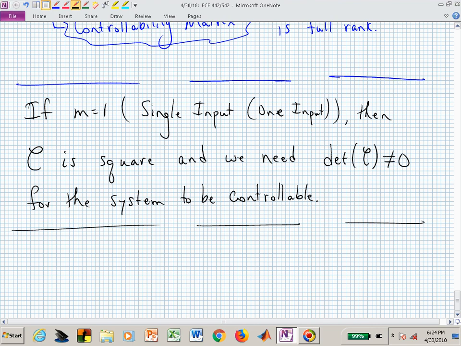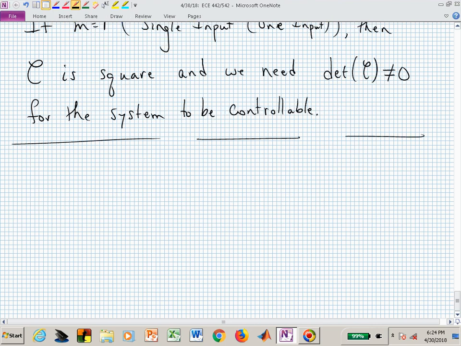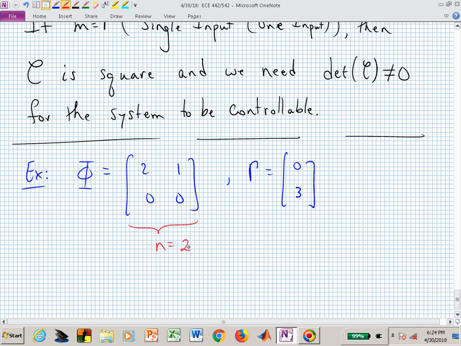If we look at our example that we've been playing with, we had a system matrix, phi, an open loop system matrix that was 2, 1, 0, 0. Our input matrix gamma was 0, 3. n was 2.